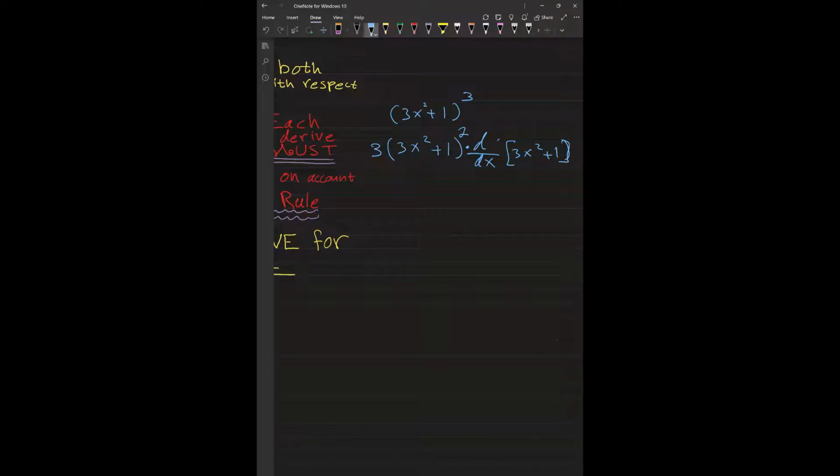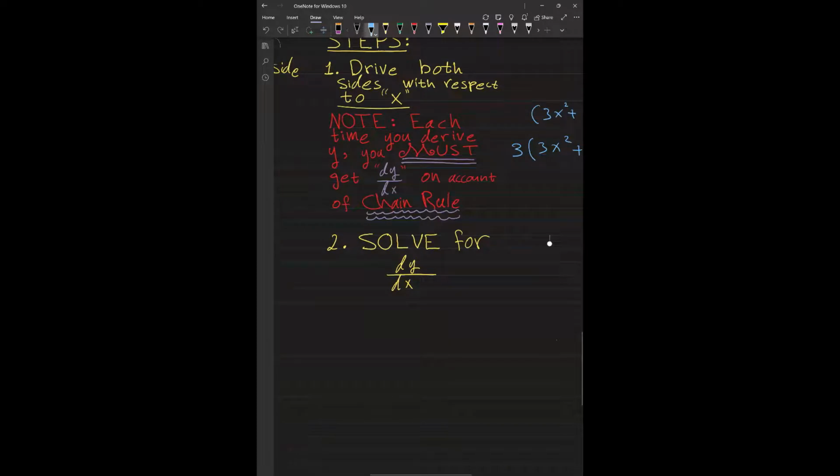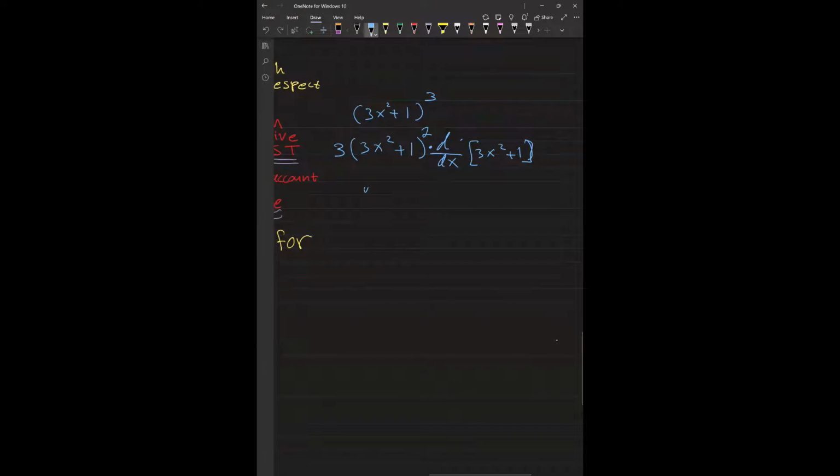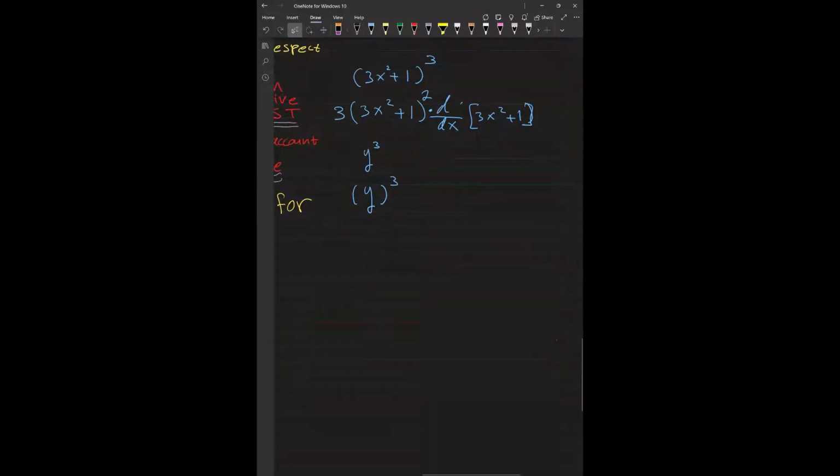Well, the same thing goes for taking the derivative of y. This is y cubed, which is the same as saying y to the third power. Now we take the derivative: multiply by 3, subtract 1 from that. Now, what is the derivative of the inside? Well, the inside is y. So take d/dx of the inside, which is y.